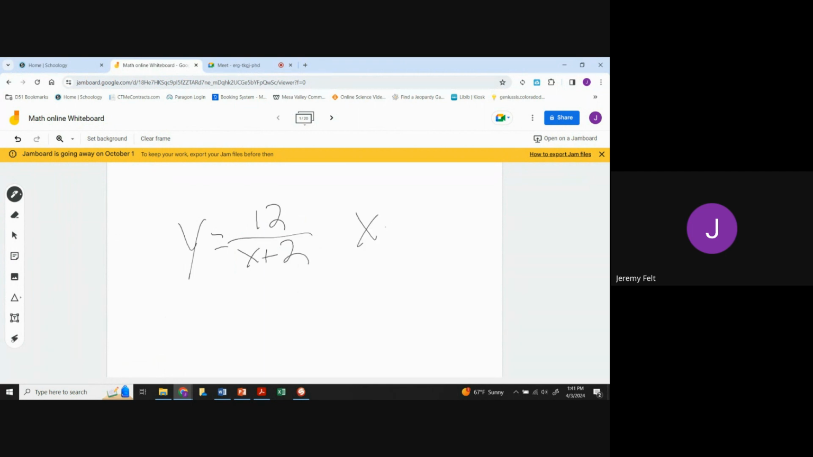this, well, what can x not equal? Well, 0 plus 2, that still works out fine. So x can be 0 in this example, but it can't be -2, because -2 plus 2 is 0. We end up with 12 divided by 0, and we can't do that. So usually we do it as this, that's undefined. That 0 with the slash through it means we can't do it.